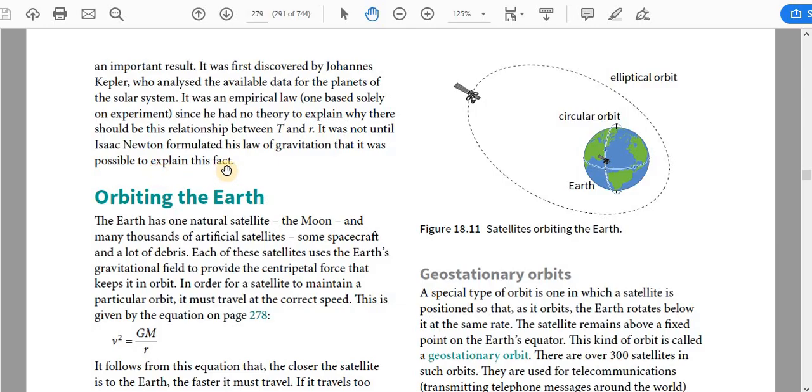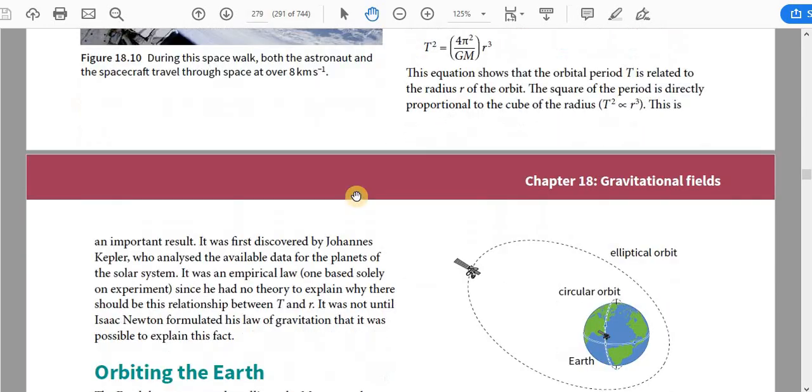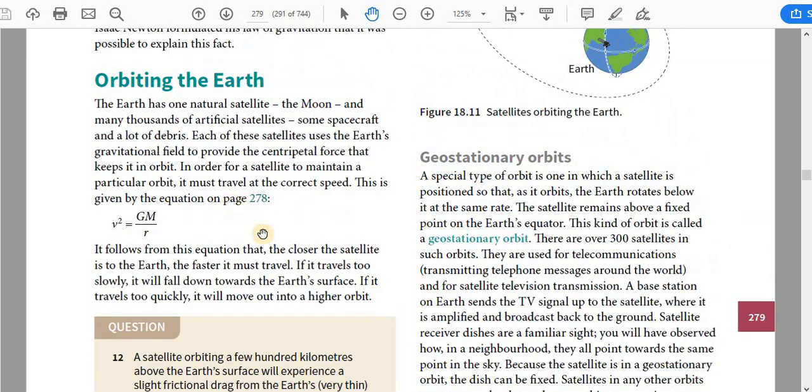That it was possible to explain this fact. So we showed it over here now using that equation. We derived the other equations and got this. It follows from this equation. Okay, so once we have this now, natural satellite, I told you, moon, artificial spacecraft, and a lot of debris.